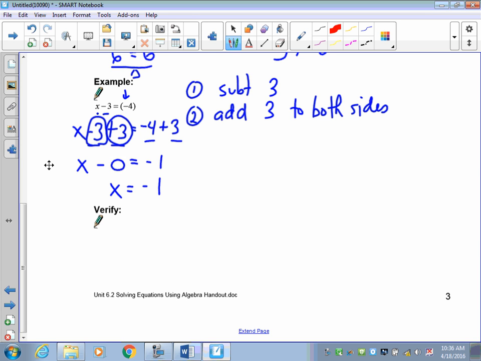Now, if we did it correctly, our verification should come out correct. So first thing you do is you always put down the formula or the equation. x minus 3 is equal to negative 4. And then what you're going to do is you're going to take out the x and put the negative 1 in its place.